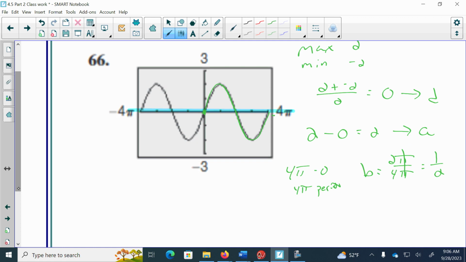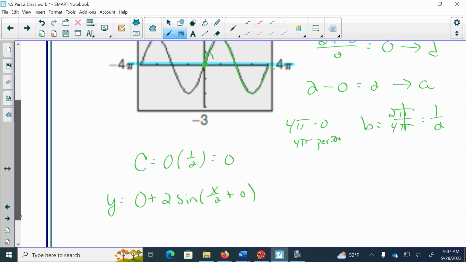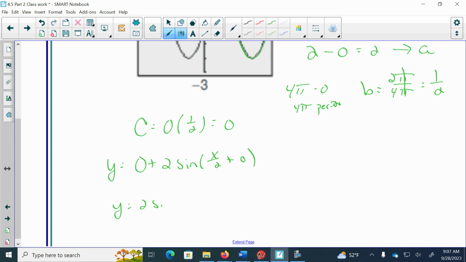Then to find my c, I'm going to take my x value where it started at the midline and went up, and you have to go up. In this case, it's 0 times my b, which is 1/2. Well, 0 times everything is 0. So now my equation is going to be y is equal to 0 plus 2 sine, and then I'm going to write x over 2. And then I can write plus 0 or minus 0, whatever. So y is equal to 2 sine x over 2.